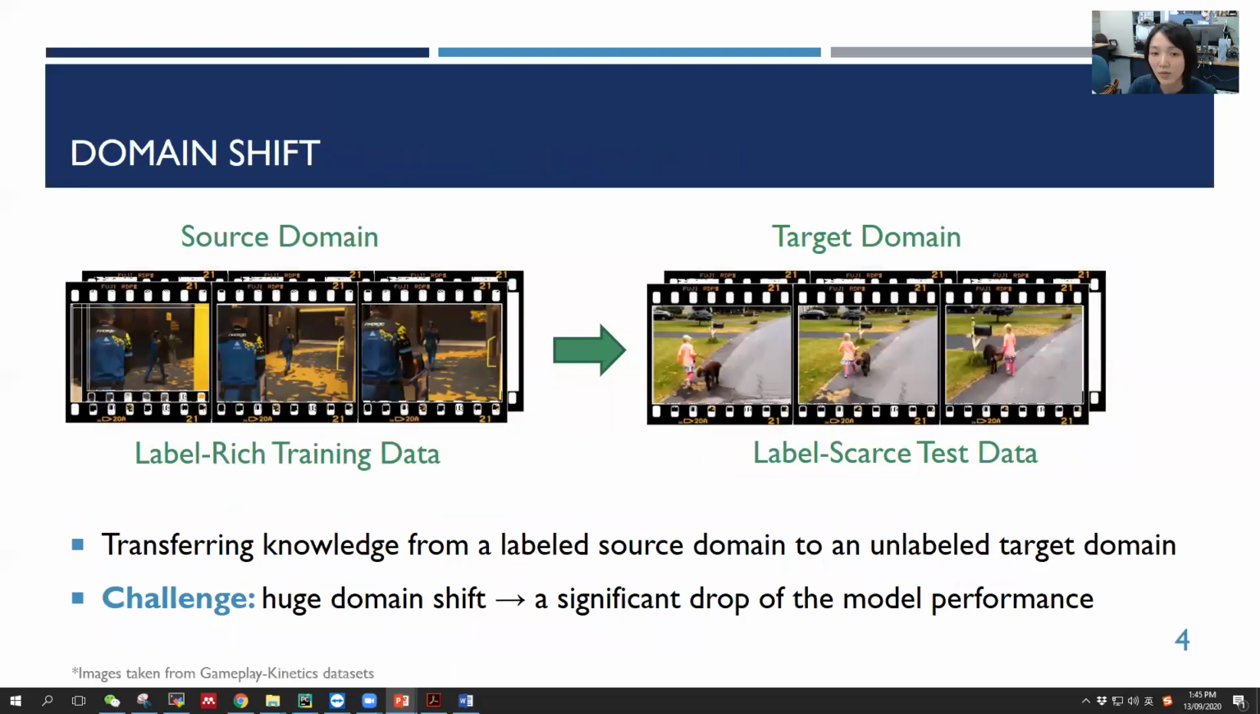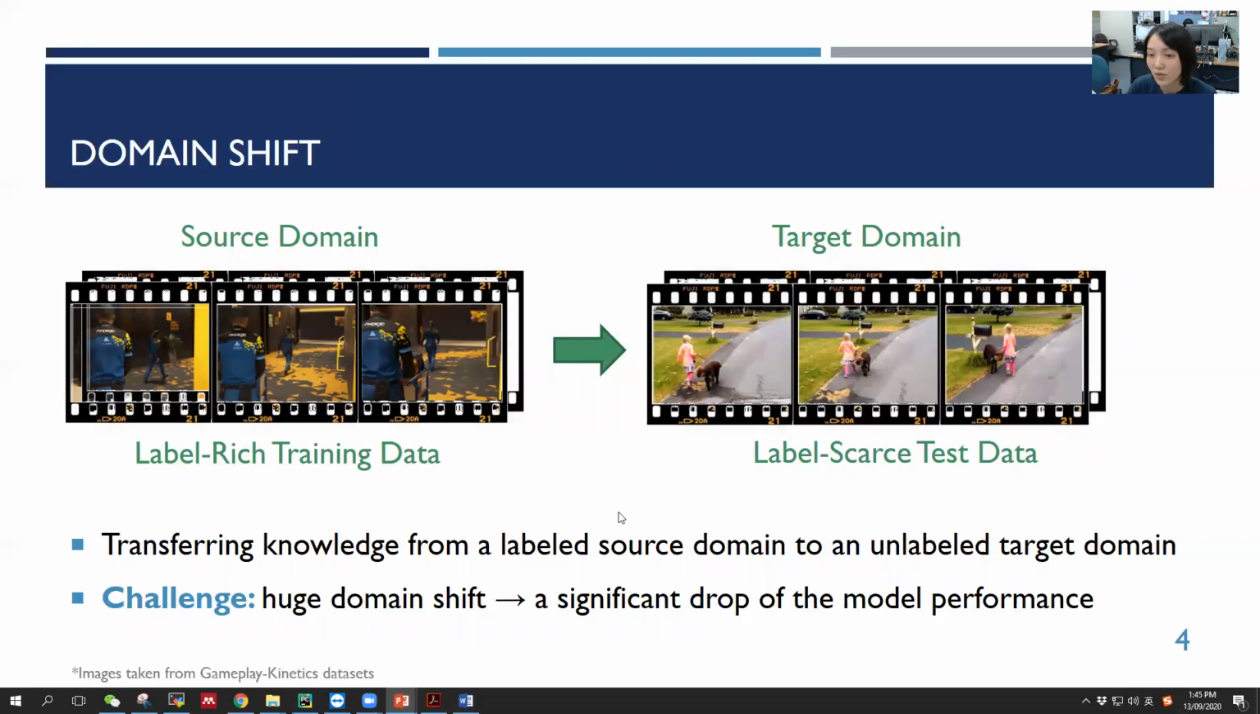So to relieve the burden of tedious and expensive labeling, one alternative is to transfer the knowledge from the existing labeled training data to unlabeled target test data. Here we call the label-rich domain the source domain and the label-scarce domain the target domain. However, the source and target sets are commonly constructed under varying conditions, such as illuminations, camera poses, and backgrounds, thus leading to a huge domain shift.